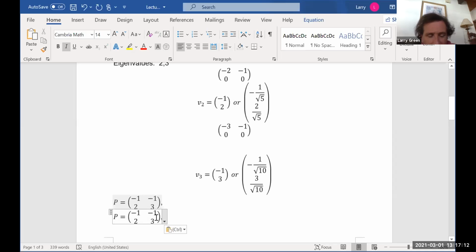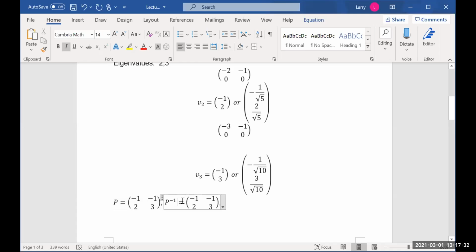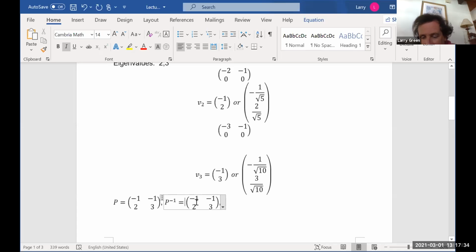So P inverse, let's do that. There we go. So P inverse is going to be what? Well, you take the determinant, remember? What's the determinant of this matrix? Negative 1. Yeah, negative 1. So it's going to be negative 1 outside. It's 1 over negative 1, which is just negative 1.